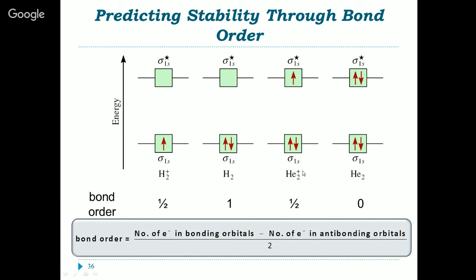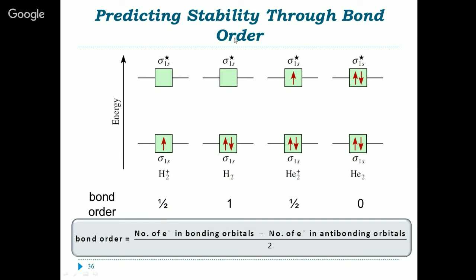Diatomic helium with a plus charge. Each helium atom brings 2 electrons in its 1s orbital. Take one away because it's a positive charge. So I have my 2 here, I have 1 up here, which gives me my bond order of 1/2. Diatomic helium: 4 electrons, 2 bonding, 2 anti-bonding, which means they cancel each other out. And this also makes sense because we know that helium doesn't bond with anything. We don't see diatomic helium.